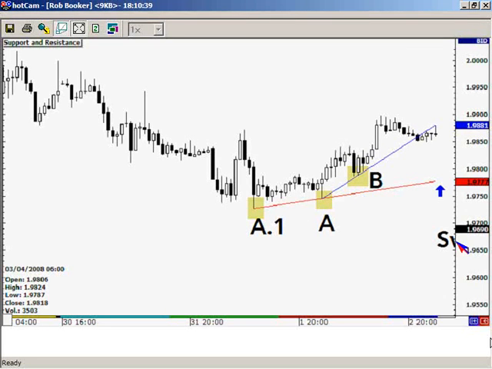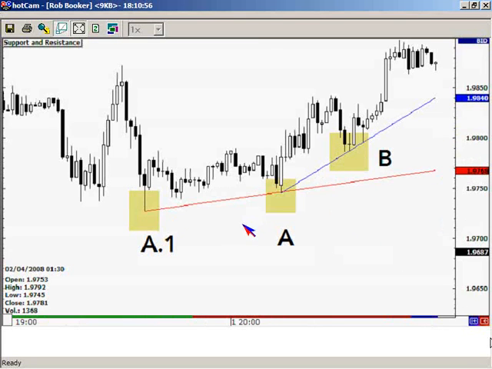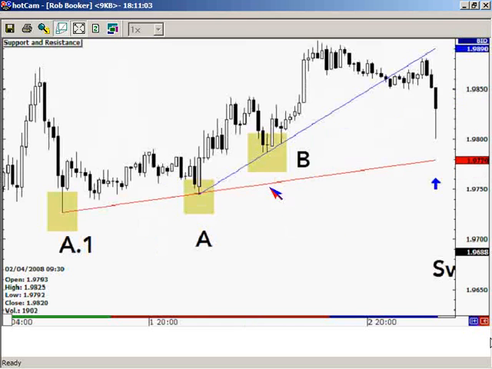What happens here is, if we go to the 30-minute chart, we might even see it more obviously. I'm likely to move this too much, so please be patient. Okay, perfect. You can even see this better. Now it's a 30-minute chart, but you can see it up close. Point A1 and regular A, that's a trend line. Point A and then point B make another trend line.